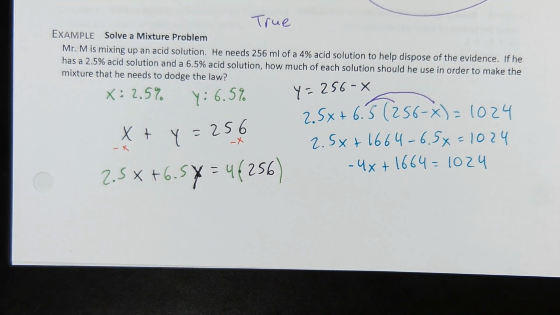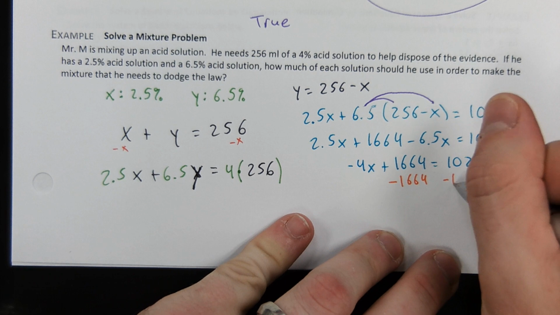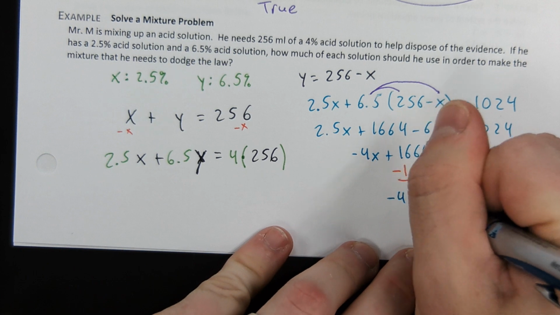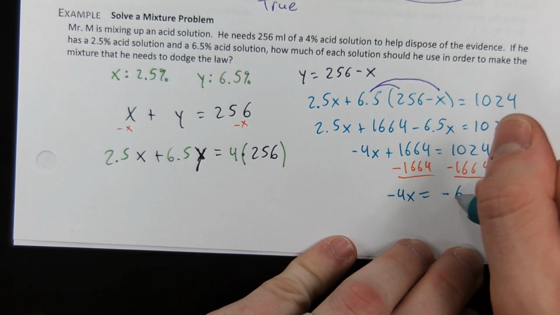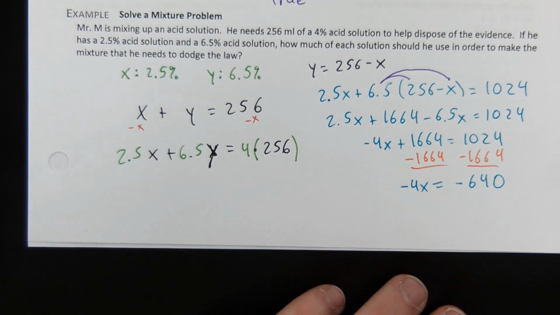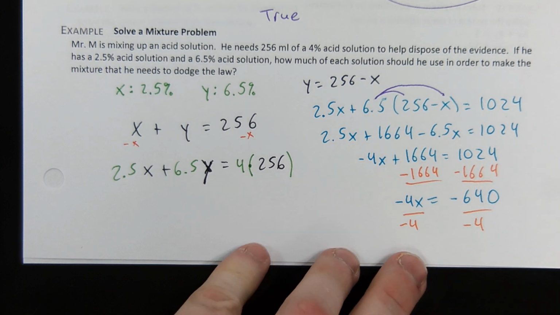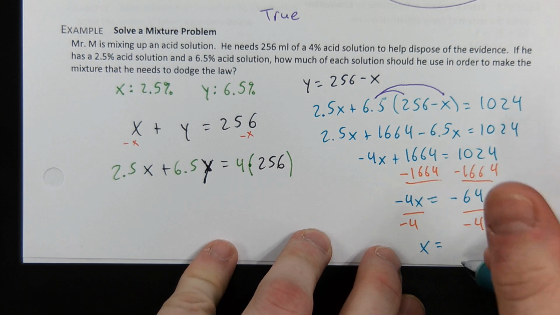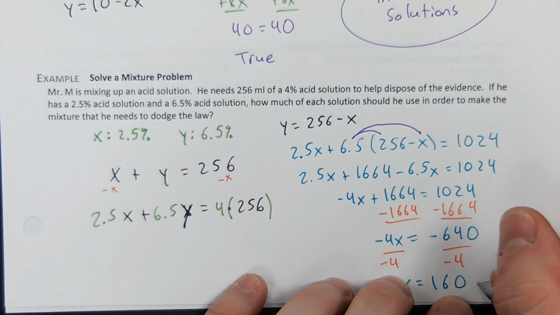Subtract and divide. So negative 4x equals whatever that is. Negative 640. And then divide by negative 4 to get 160. X equals 160 milliliters of 2.5%.